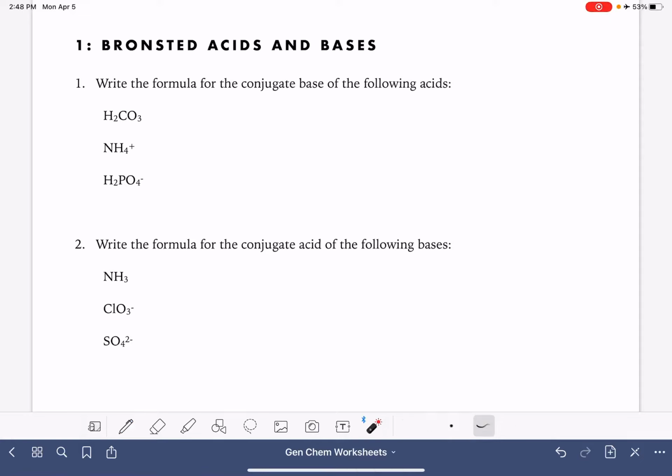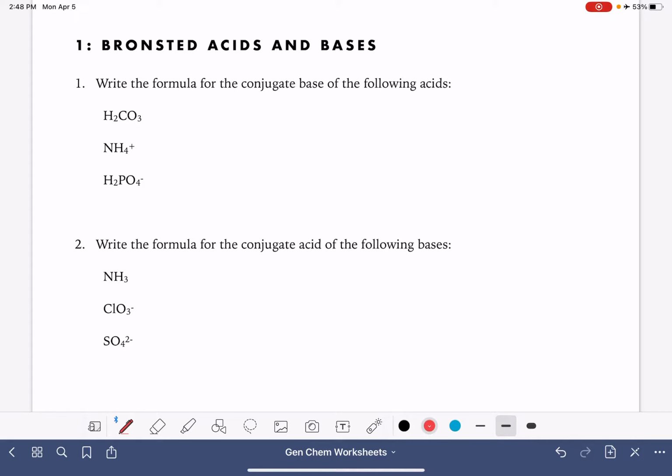On this worksheet, we're going to practice writing the formula of conjugate bases from these conjugate acids. So we want to write the formula of the conjugate base that is formed when each one of these acids donates one of its hydrogen atoms, or protons, H pluses.